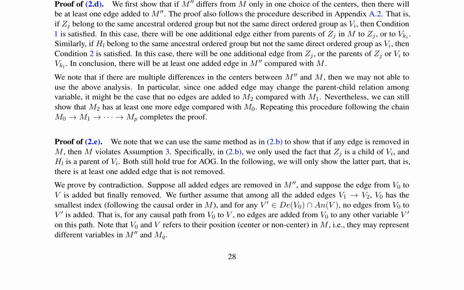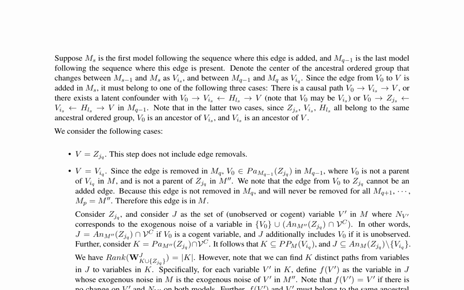assumption 3. This is demonstrated by showing that if all added edges are removed in M, then M violates assumption 3. The results imply that if the ground truth model satisfies assumption 3, then the probability that models in the dog equivalence class all satisfy assumption 3 is also 1. The analysis focuses on the implications of adding an edge to a model, specifically in the context of ancestral ordered groups, AOGs, and the relationships between variables.